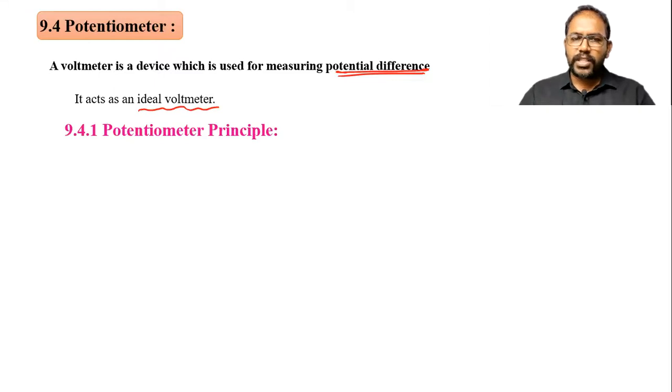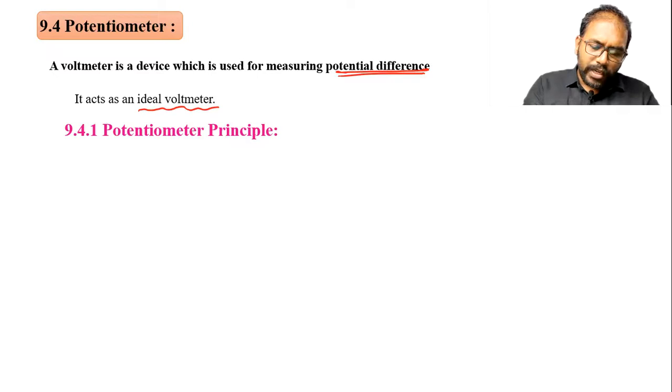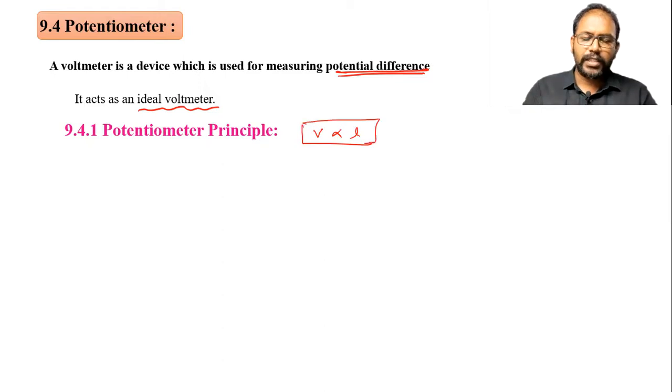Now let's see the principle of the potentiometer. The potential across the wire is directly proportional to the length of the wire. This is the principle. Now let me prove this principle.